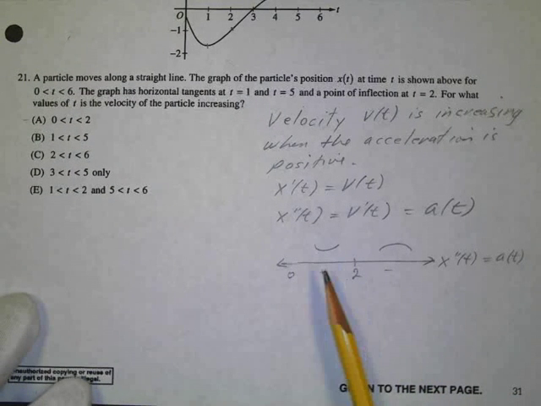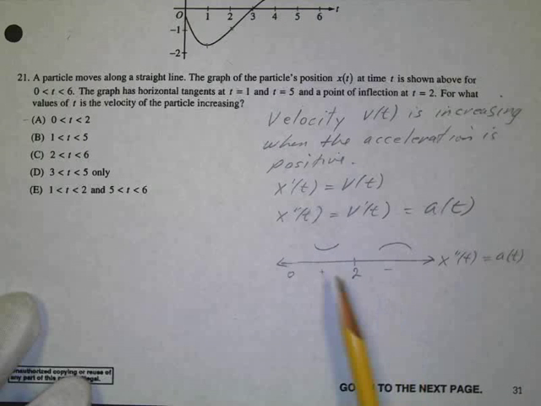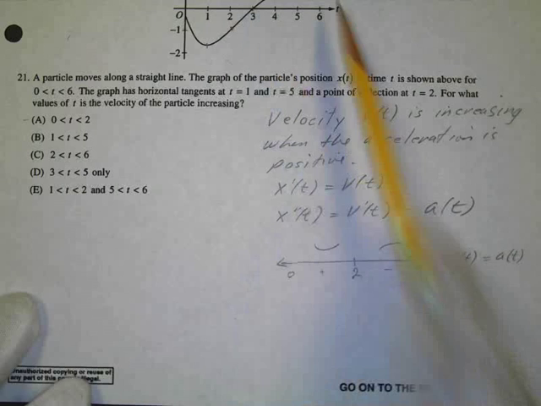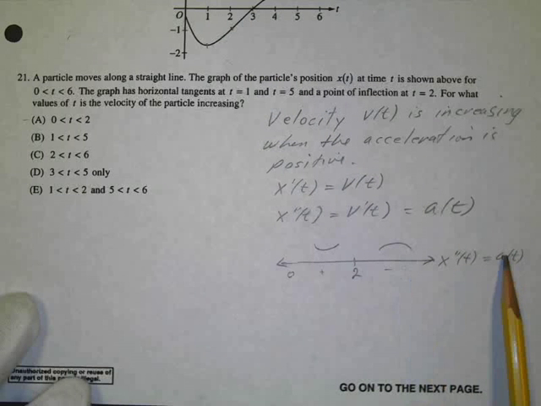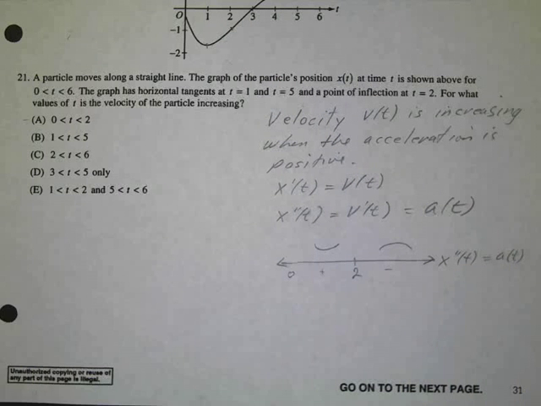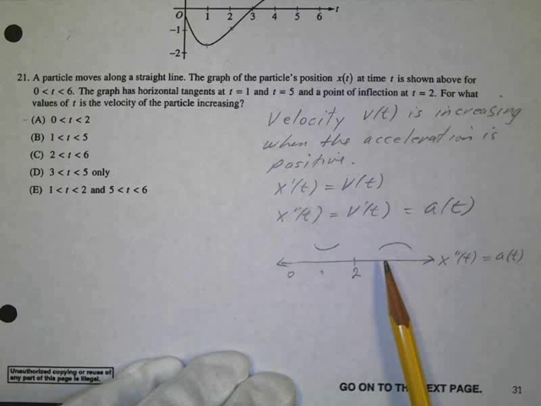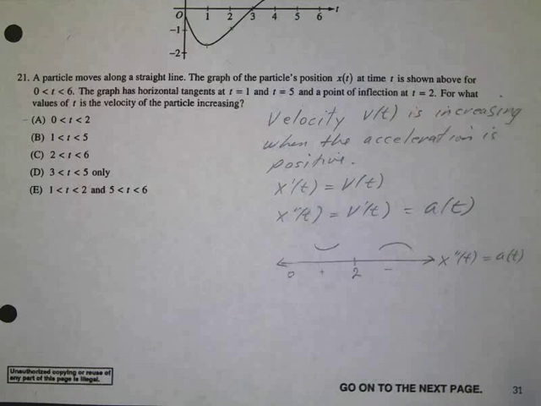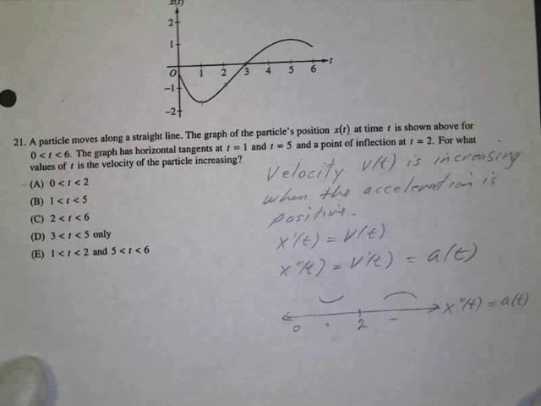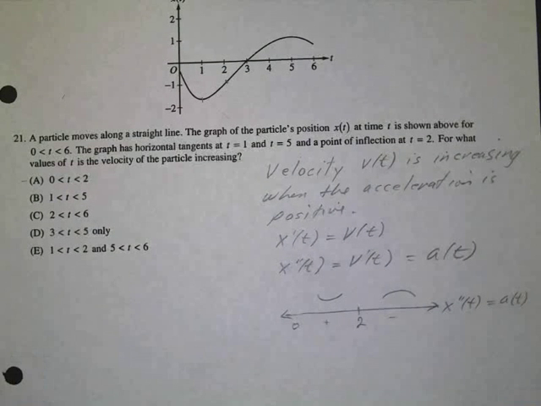So what we did was we just looked at this, and we said it's concave up from 0 to 2. So that means that the second derivative is positive, and then from 2 on, it's concave down. That means the second derivative is negative, and that's the acceleration. So here the acceleration is positive, here the acceleration is negative. When the acceleration is positive, the velocity is increasing. When the acceleration is negative, the velocity is decreasing. So I hope that makes sense. So you have to think about that one.